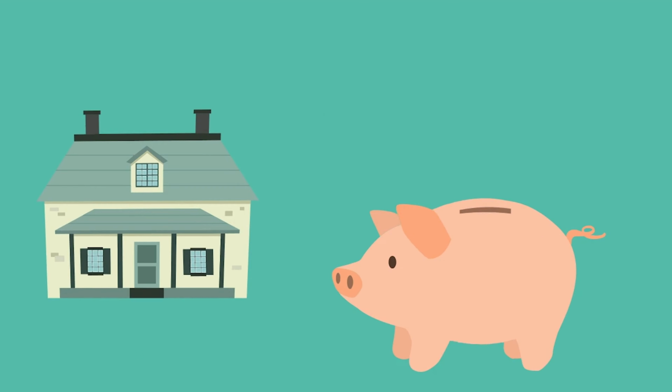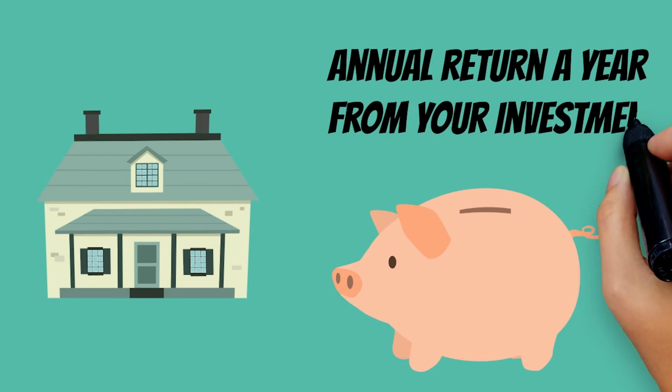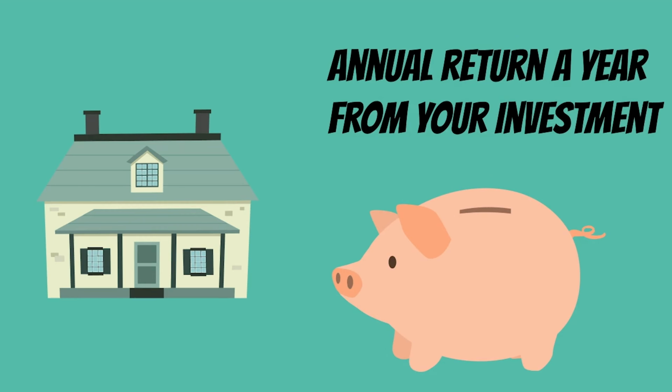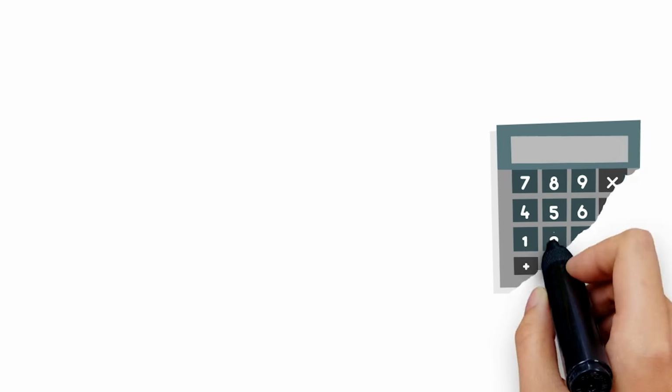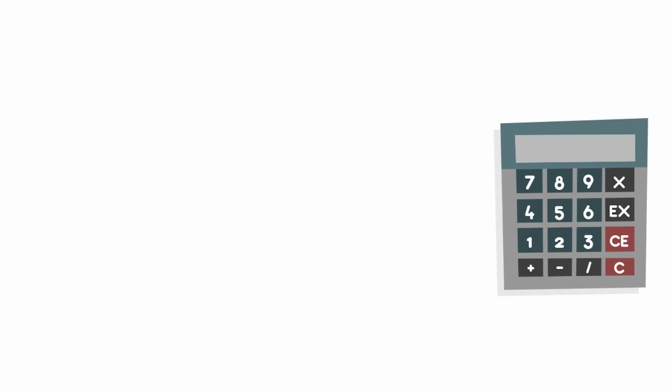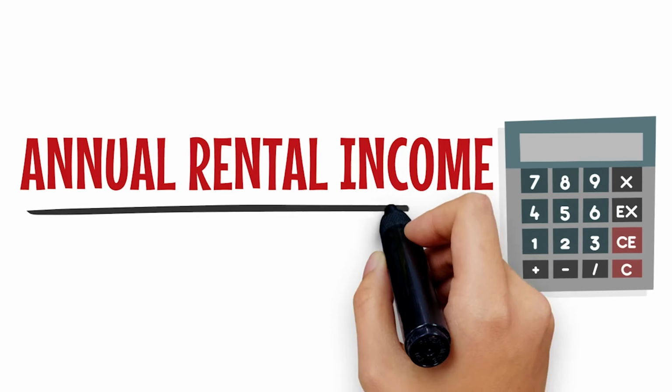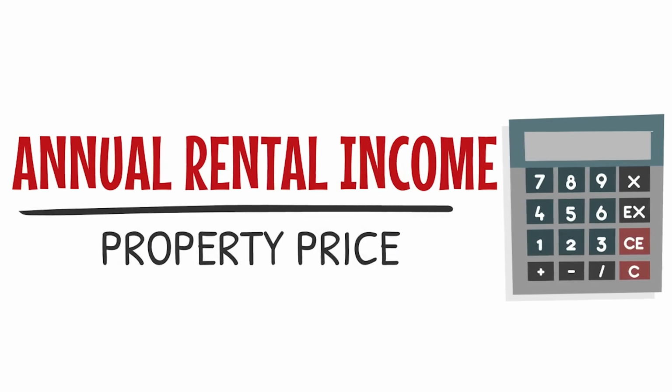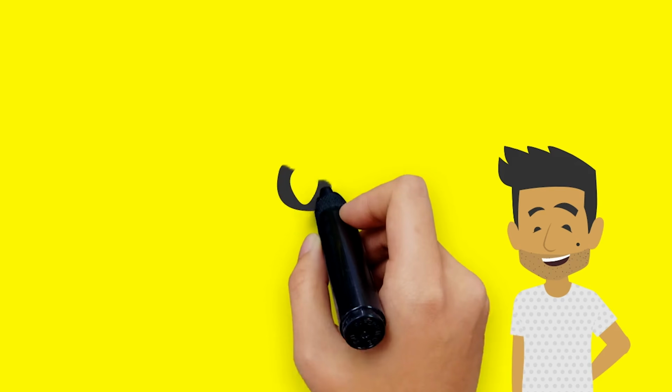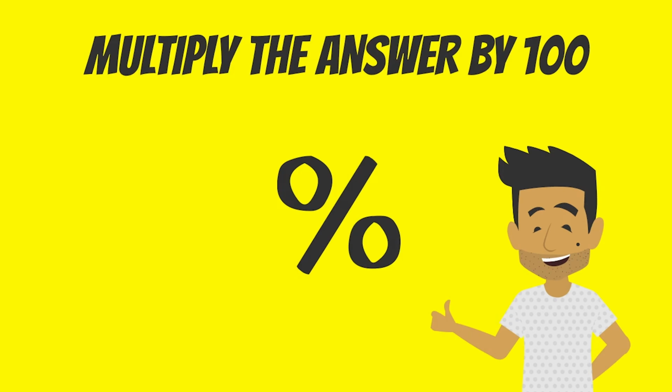So in a property, a yield basically tells you how much of an annual return you are likely going to get from your investment, and it's generally shown as a percentage. It's calculated in this simple formula: annual rental income divided by the property value that you bought it for. Then, to ensure this is shown as a percentage, you multiply the number by 100.